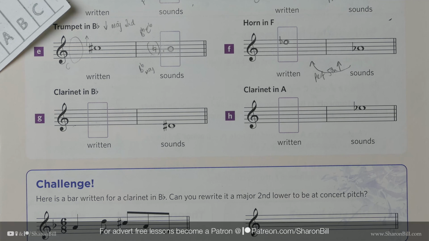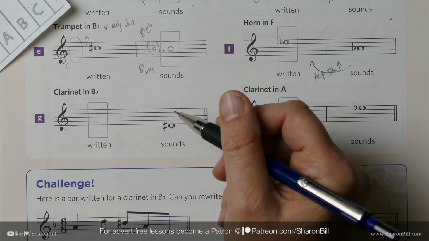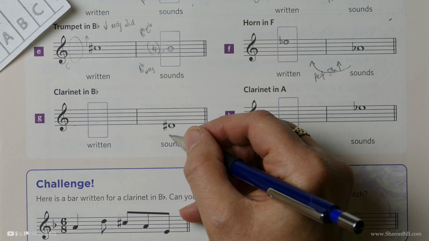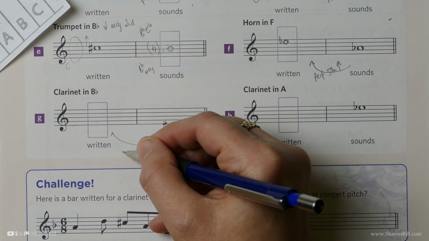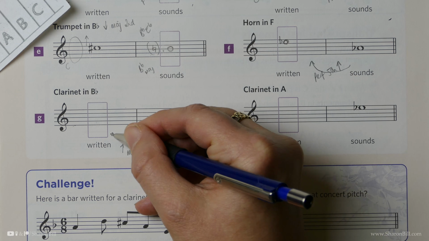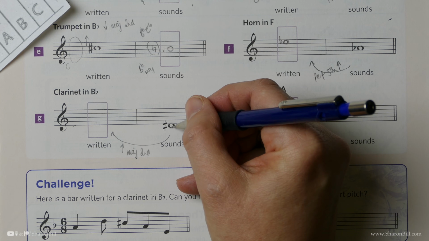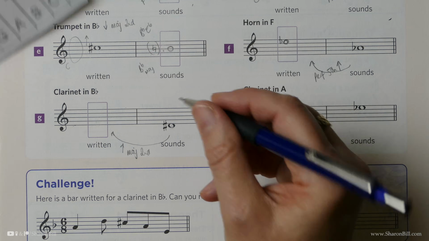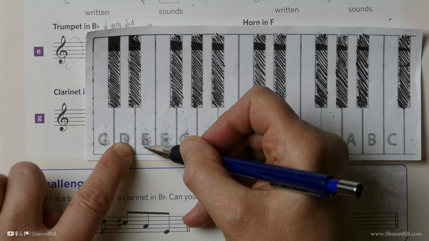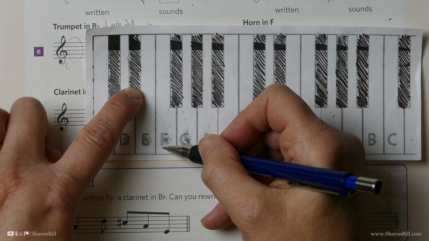And so here, if we're in the clarinet in B flat, if this is what sounds, what is written must be a major second higher. And so if this is a D sharp, a major second, so D to E is a major second, D sharp to E sharp is a major second.